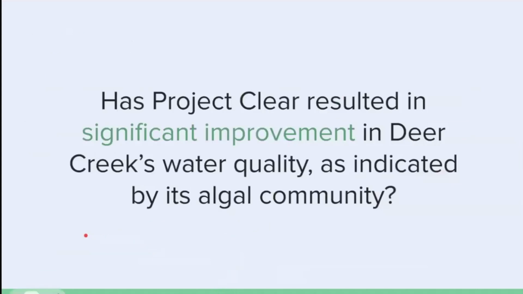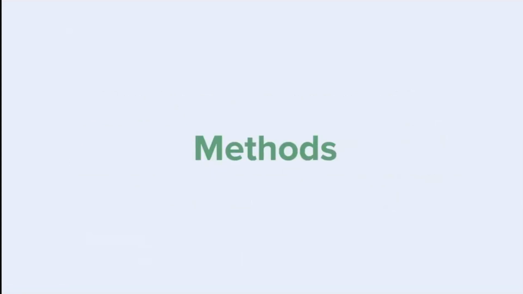So, the big question that I'm going to be looking at is, has Project Clear resulted in a significant improvement in Deer Creek's water quality, specifically as indicated by its algal community? And my hypothesis would be yes, because there's not sewage overflow anymore. Seems straightforward enough, but we'll see.